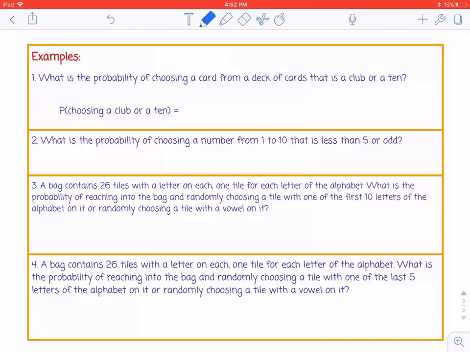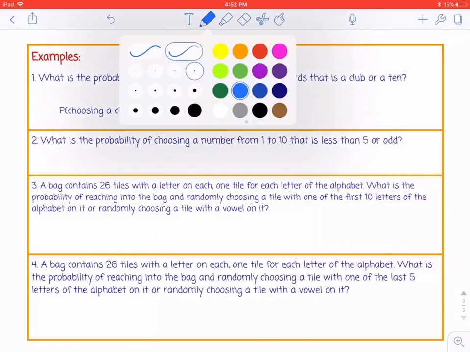In this video, we're going to look at 4 more examples of mutually exclusive versus inclusive events. Alright, so let's get started.